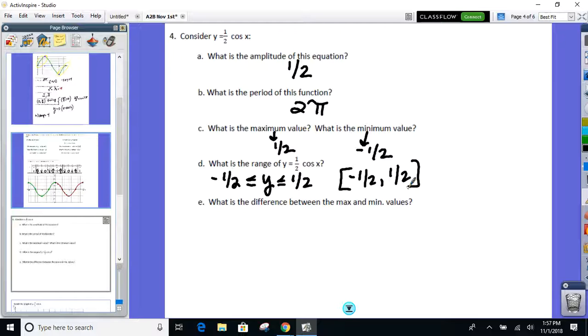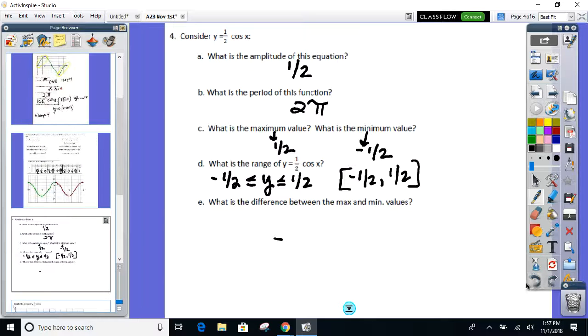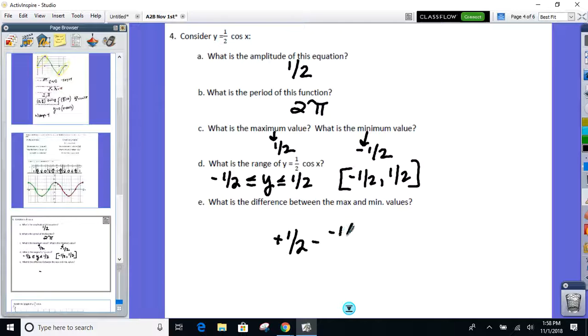And what's the difference between the minimum and the maximum? 1/2 minus -1/2. What's that difference? 1, right? They're 1 apart. Think you guys can graph it on your own?